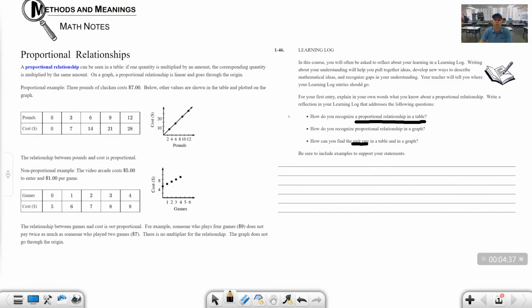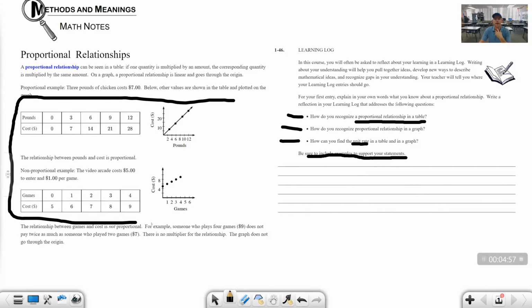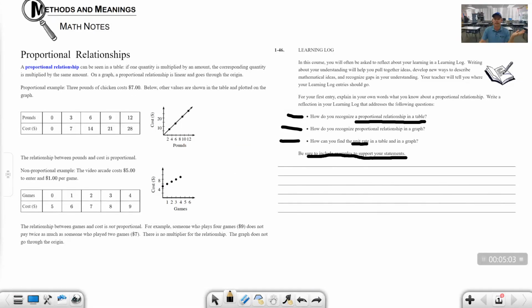So you are responsible for 3 sections. How do you recognize a proportional relationship in a table? How do you recognize it in a graph? And how do you find the unit rate, also known as the constant of proportionality, in a graph? Be sure to include examples to support your statement. I wonder where we could find some examples to support our statements. Don't know, just an idea.